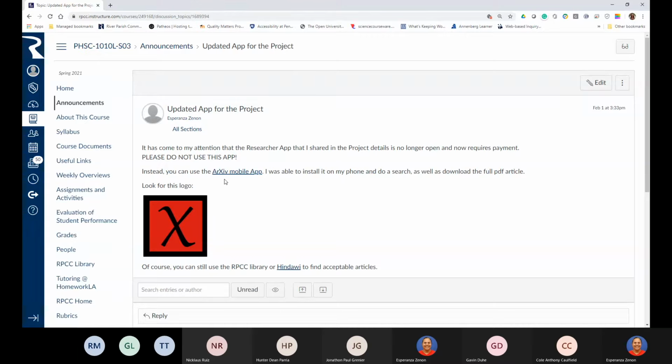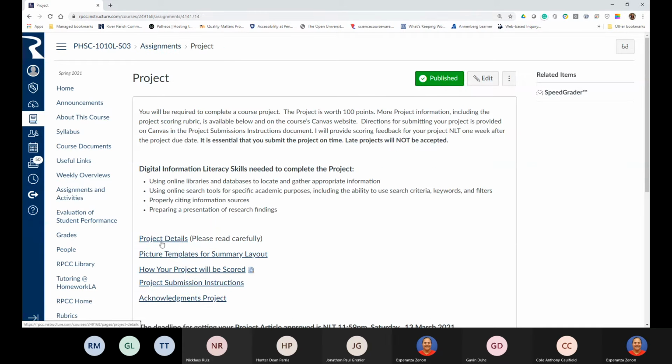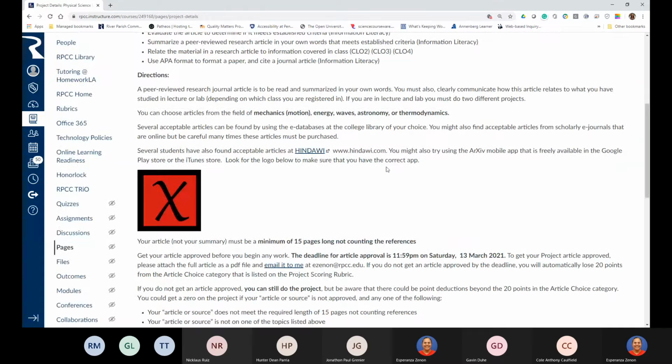What I found was the RXiv mobile app, which is free to download, free to do a search, and then free to download a full article. I wanted to make sure that you had adequate resources to find an article. So you can use the library, you can use this Hindawi website, or you can use this mobile app. You can use other avenues, but be careful. It might try to make you pay for an article, and I don't want you doing that. The last thing I want is to burden you with having to spend money to download an article. So I did go in and update the project information. In the project details, it does show the updated information on the app.